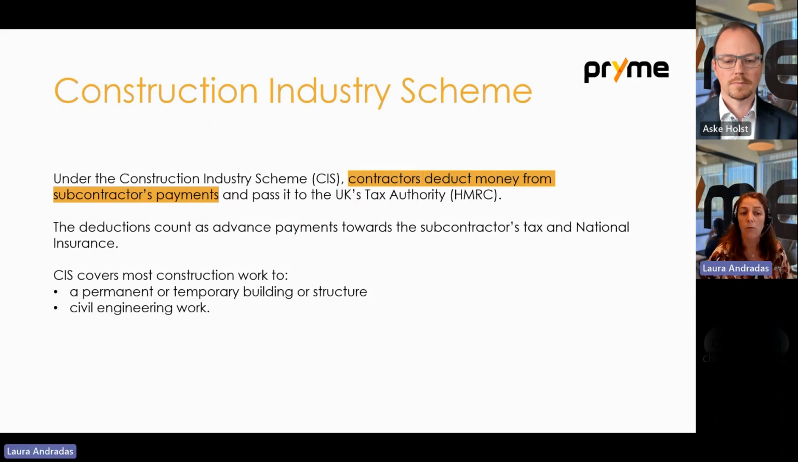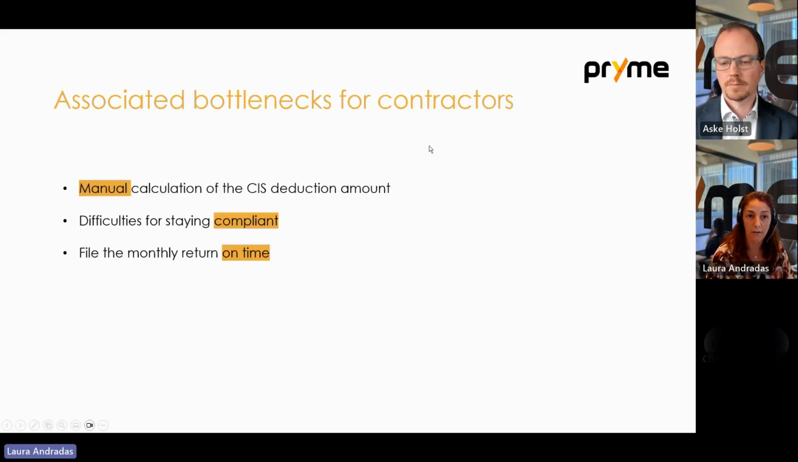What does the CIS cover? Well, it covers most construction work, including a permanent or temporary building or structure, and civil engineering work. That can include decorating, the installation of heating systems, or repairs, the site construction, all this kind of stuff.